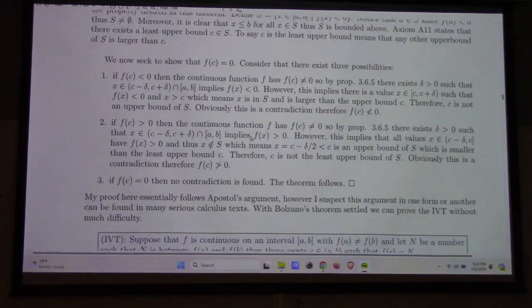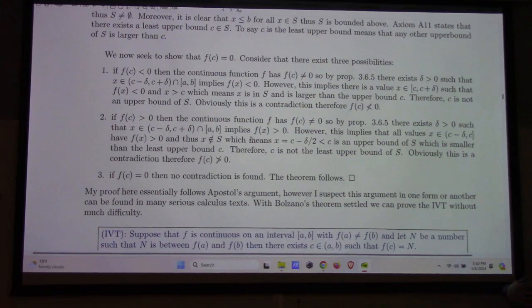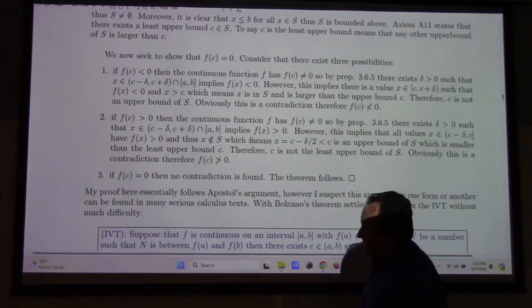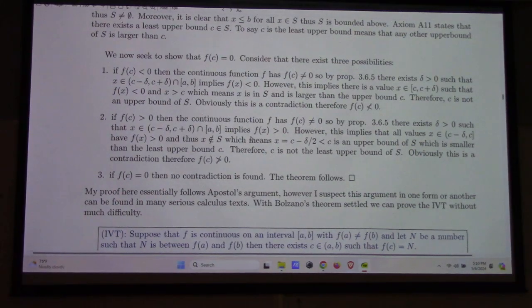All right, so we want to show that f(c) has to be 0, for c being the least upper bound of that set S. Now, suppose f(c) is less than 0, so the continuous function f has f(c) not equal to 0. But what does that mean?